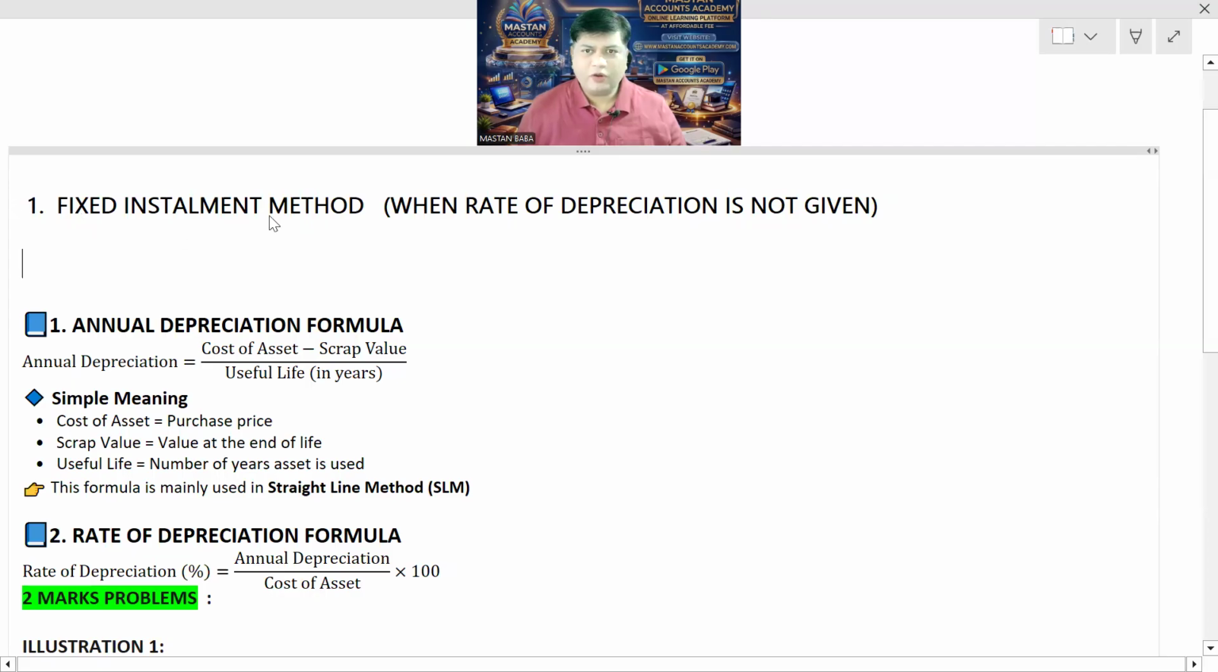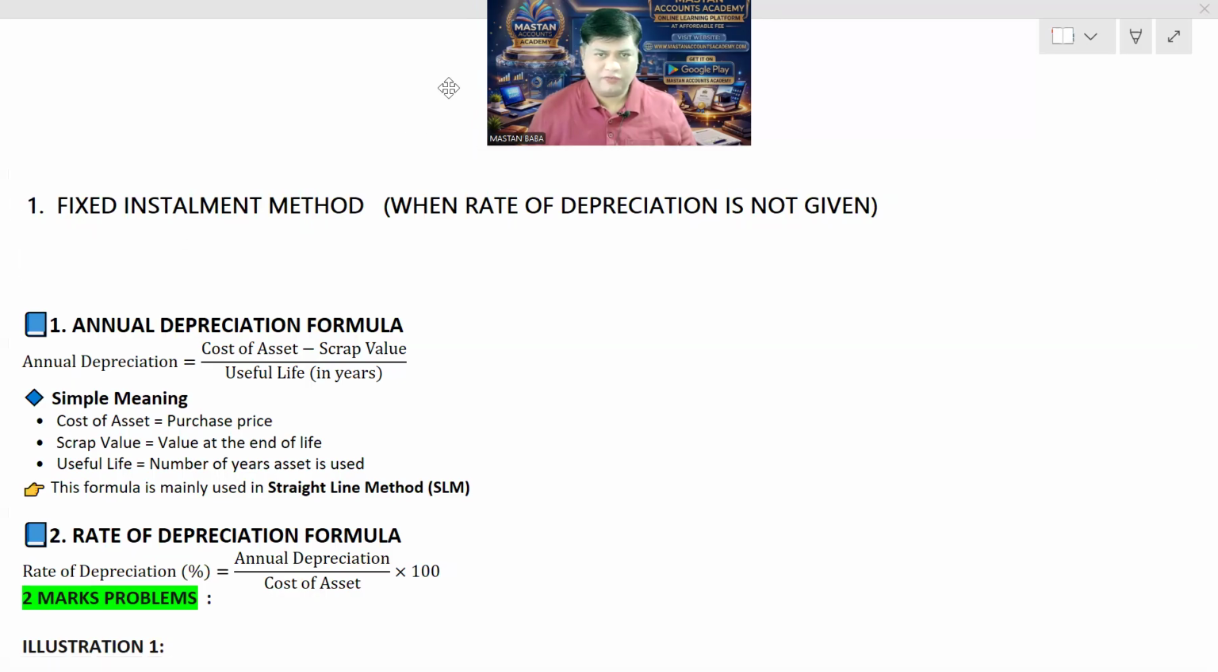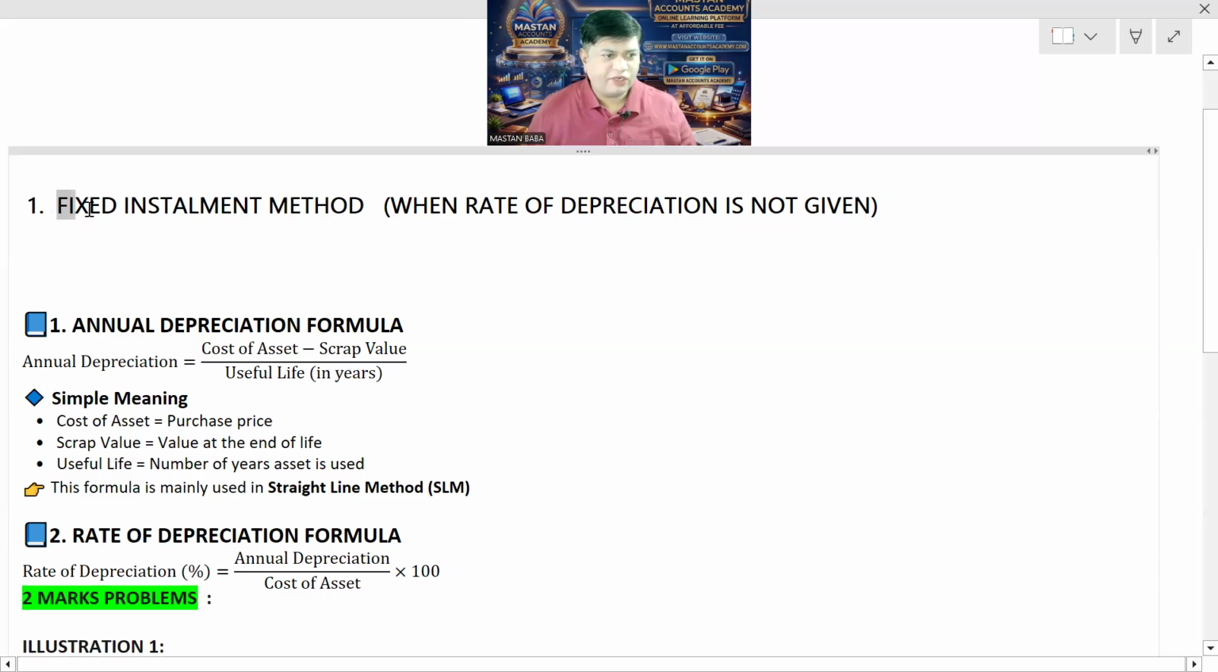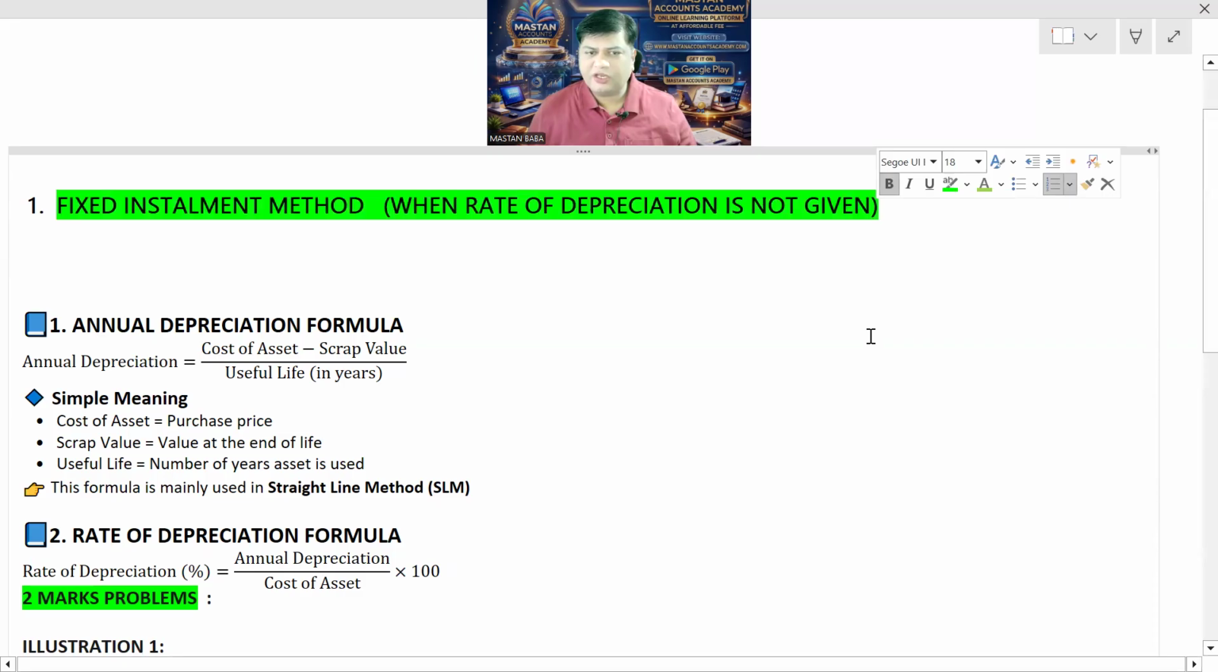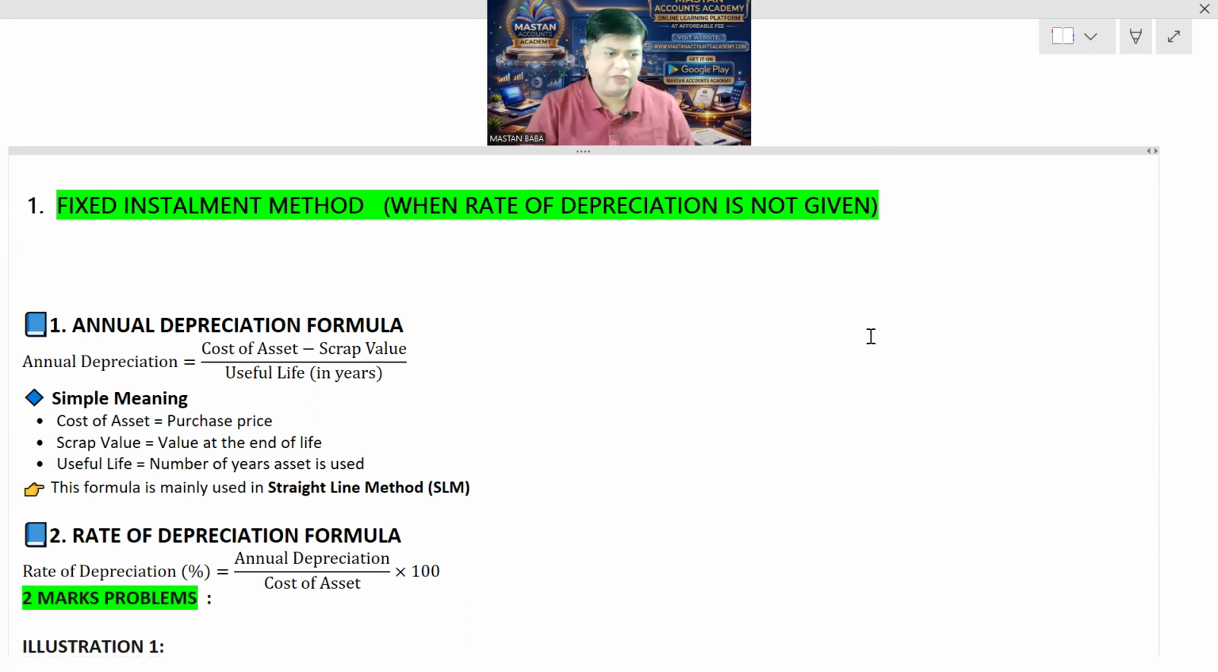So dear students, we are going to discuss the 2 marks problem in this video, ma. There is fixed installment method, first method, and when rate of depreciation is not given, how to calculate the annual depreciation and rate of depreciation. So very simple, ma. 2 marks question answer. Okay, now so how to calculate the annual depreciation? So all of you go through the question, ma.